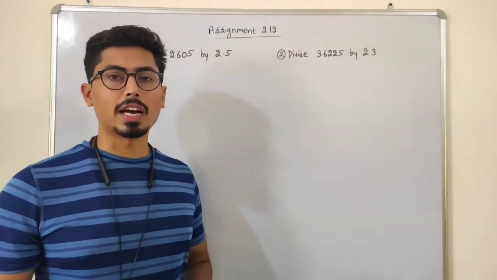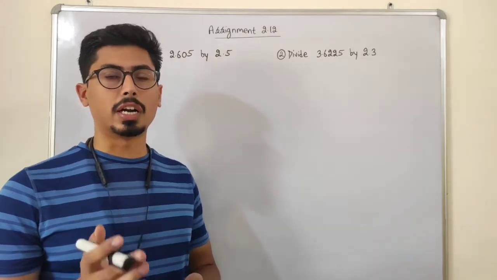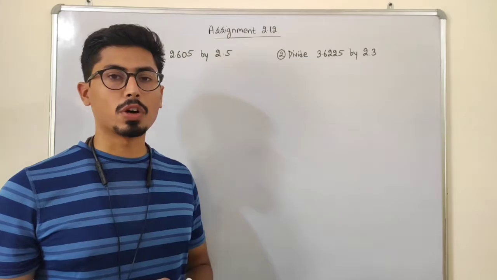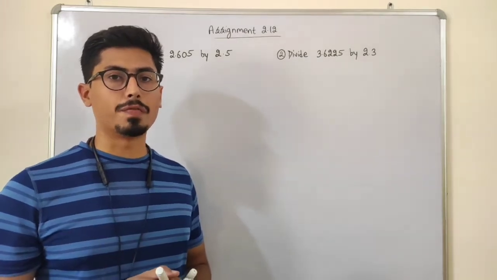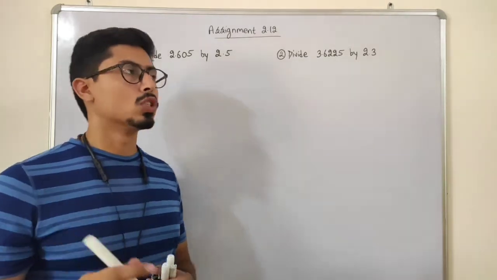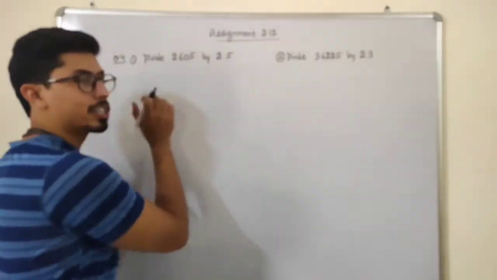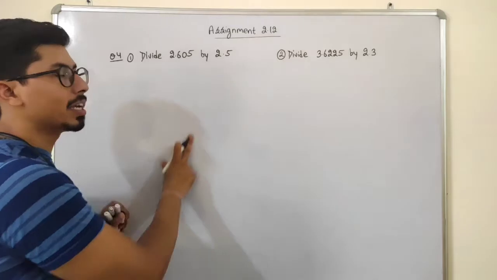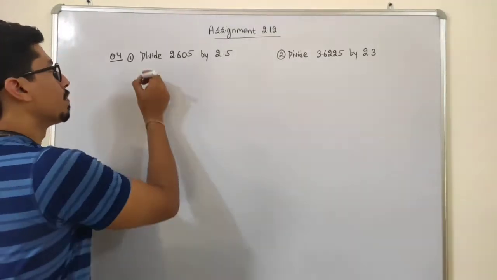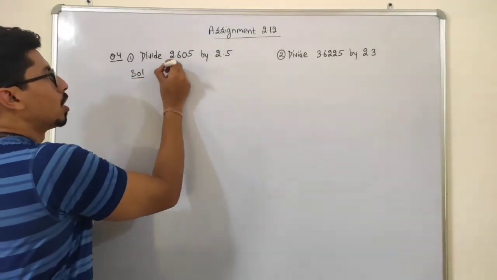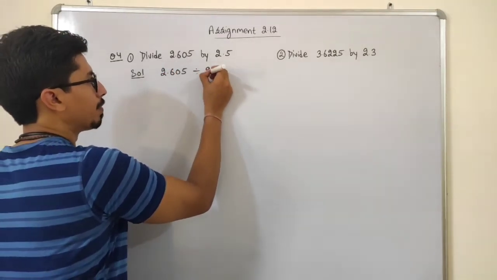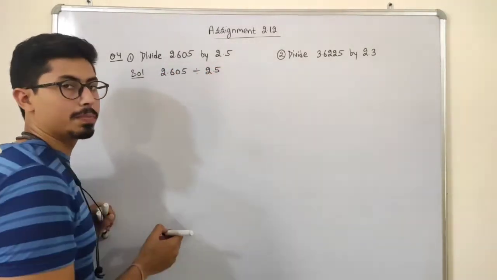Students, in our early class, I have discussed up to question number 3 in assignment 2.12. So now in this class, I'm going to discuss the remaining parts of our assignment 2.12. Question number 4, first part is divide 2.605 by 2.5. So students, 2.605 divided by 2.5. Okay, so this is our question.